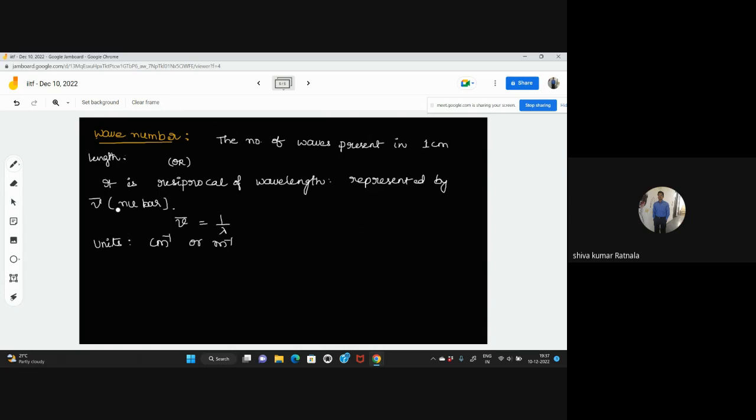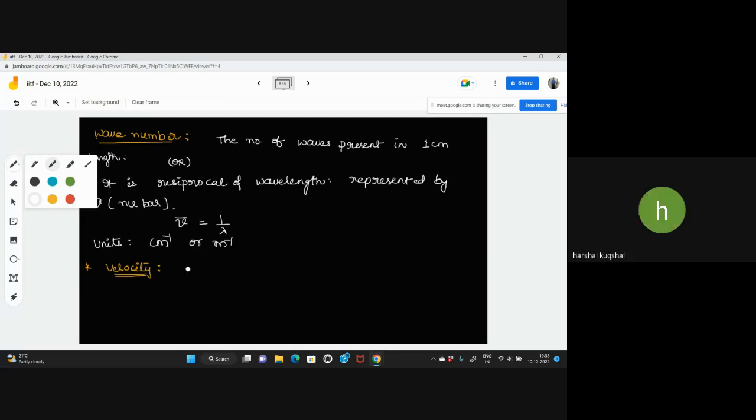So wave number, wavelength, and next one, velocity. Velocity means what? Speed and direction. Velocity, that means linear speed, means distance traveled by time, no?